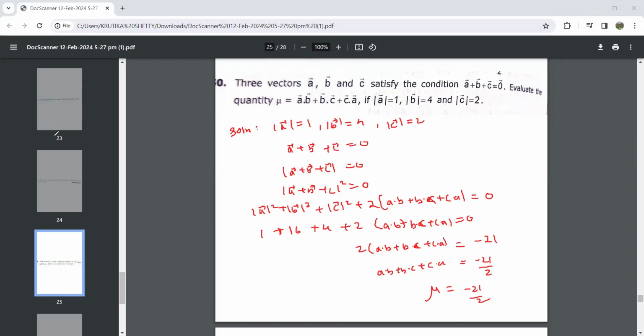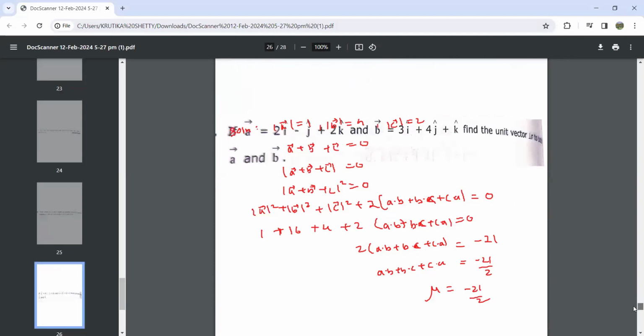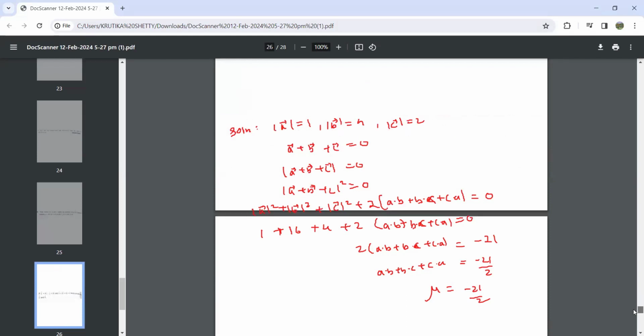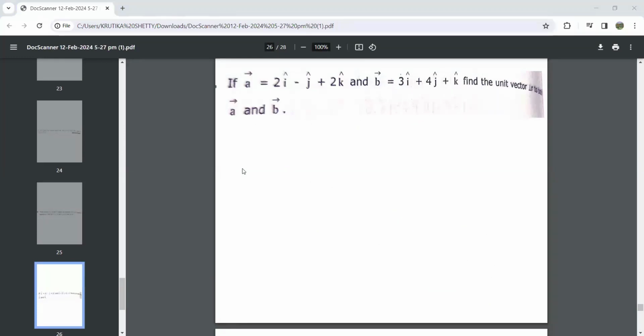The next question, you all take it for homework. Try to solve it for homework. Here they are asking us to find the unit vector perpendicular to vector A and vector B. This question is also important.